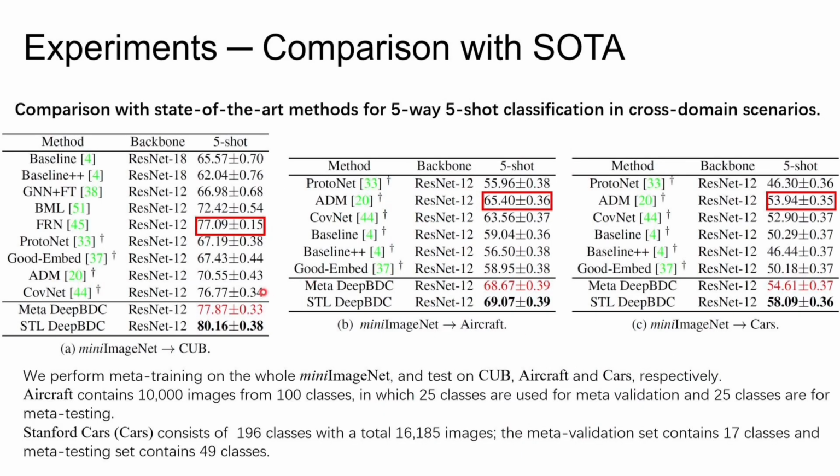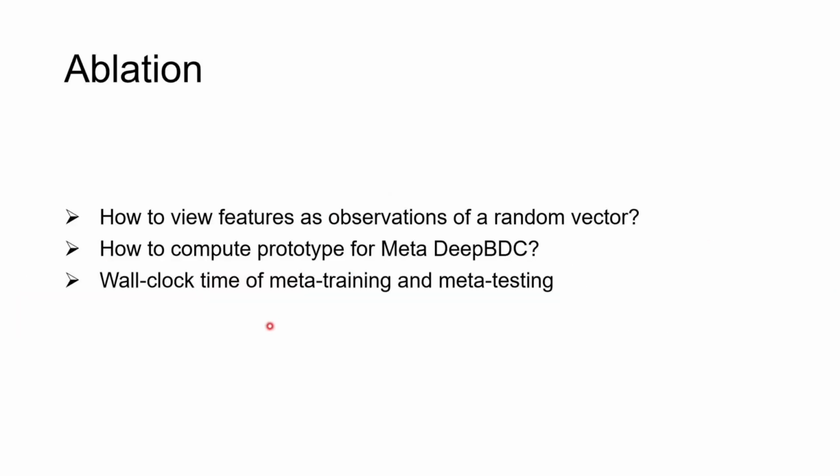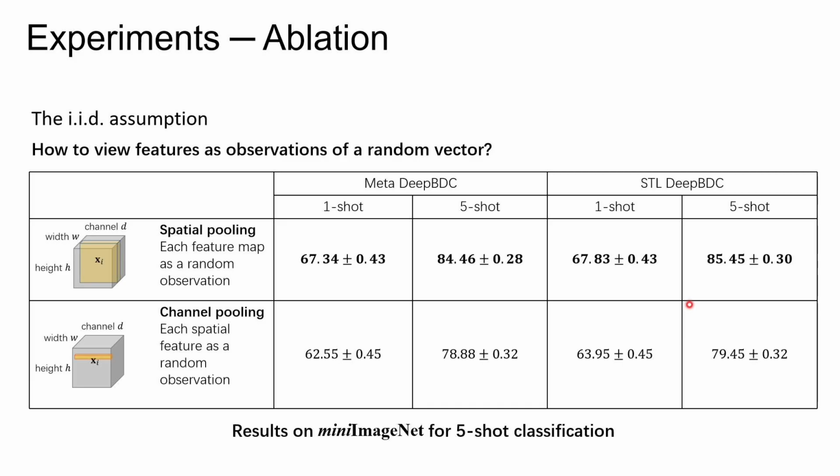On the cross-domain task, we compare 5-shot performance with counterparts. From the table, we can see both of our instantiations outperform other methods. Next is the ablation study. Here is a comparison of spatial pooling and channel pooling. We can see the spatial pooling is better, and we use it across the experiments.